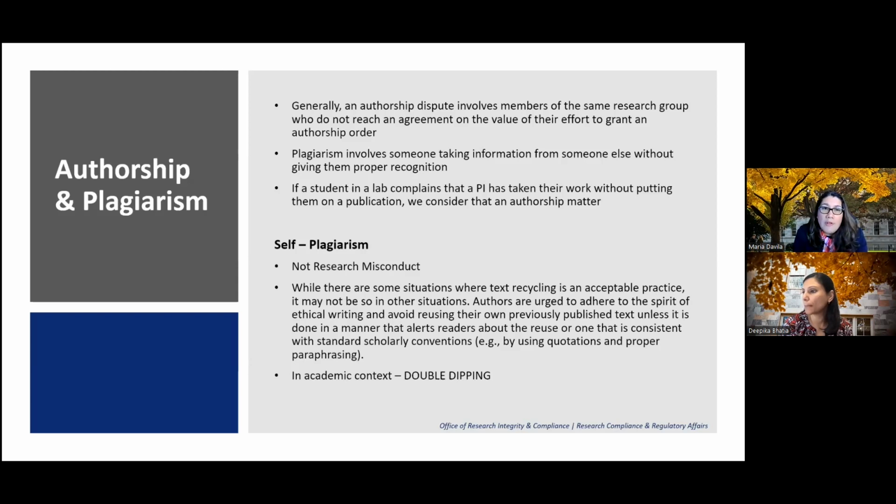Another thing we want to make you aware of is the issue of self-plagiarism. Definitely not research misconduct. That's something that we don't take or review. But taking your own work and copying and pasting it from one publication into another is something that might be acceptable in some situations, but not in general.